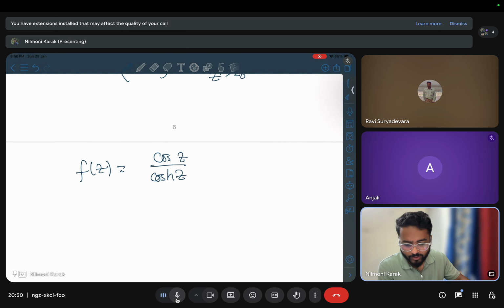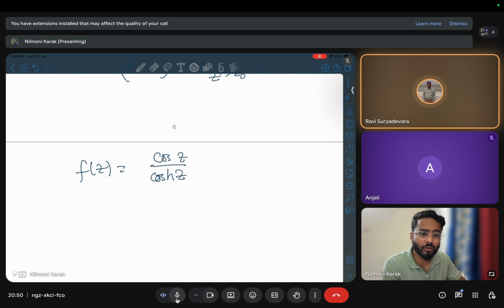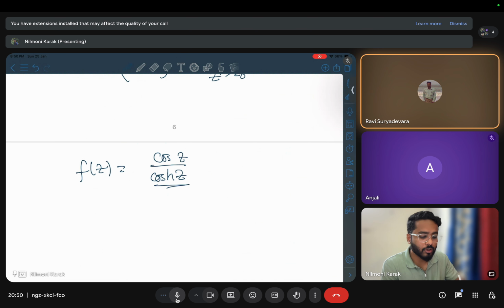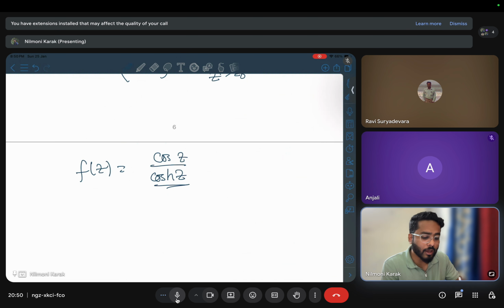So cos hyperbolic z. First, this is the function f(z), right? Cos z is analytic. Do you know about analytic functions? Yes. So cos z is analytic, so you have to check only the zeros of cos hyperbolic z. These are poles, so the poles of f(z) are given by the zeros of cos hyperbolic z.